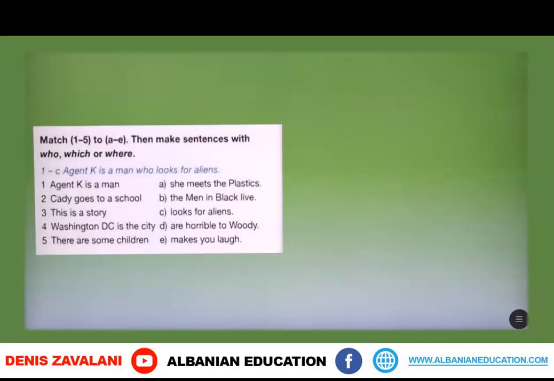Now, let's do some exercises using the prompts that you can see on the screen. We're going to make sentences with who, which, or where. So we will match 1 to 5 with A to E. The first one is already done. It's Agent K is a man who looks for aliens.